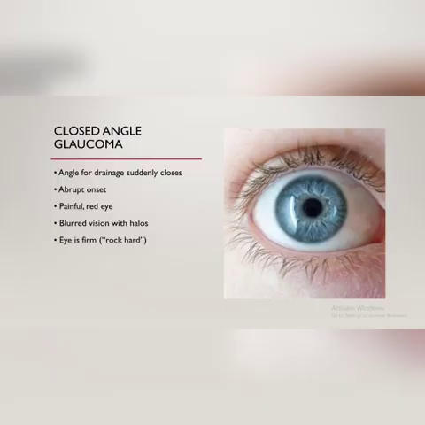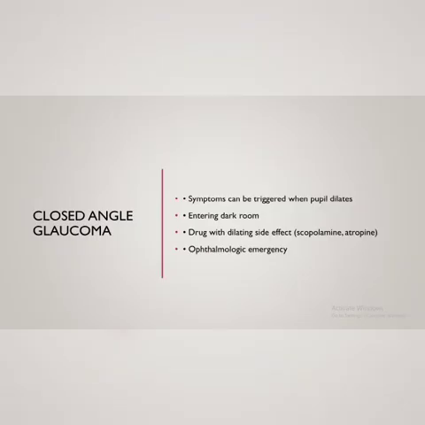In closed angle glaucoma, the angle is suddenly closed and there is an abrupt onset of symptoms like a red painful eye, blurred vision with halos, and the eye feels firm and rock hard. Symptoms in closed angle glaucoma are usually triggered when the pupil dilates. We know that the pupil dilates when we enter a dark area, or when we are in stress. Drugs which dilate the pupil have this side effect too. These drugs are like scopolamine and atropine, and it's an ophthalmic emergency.